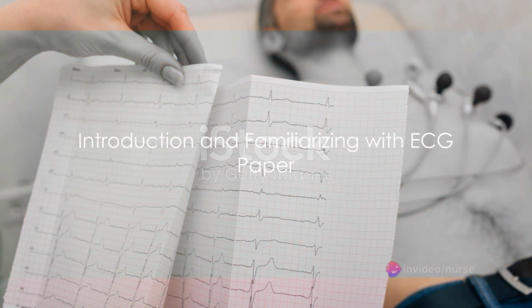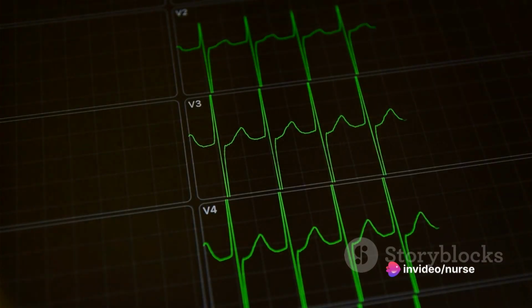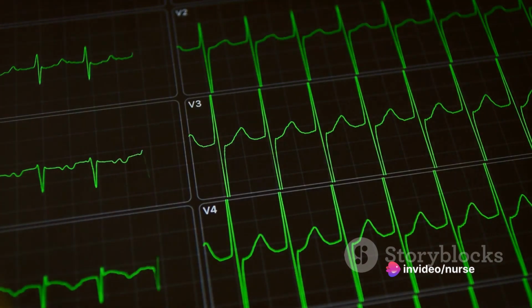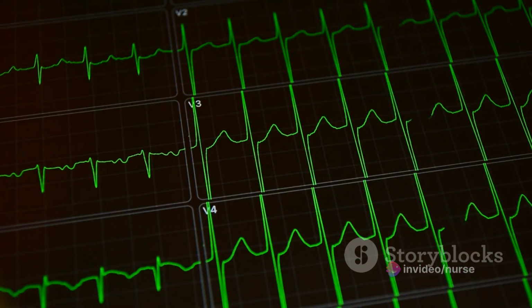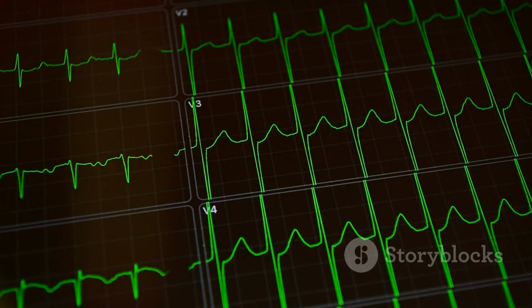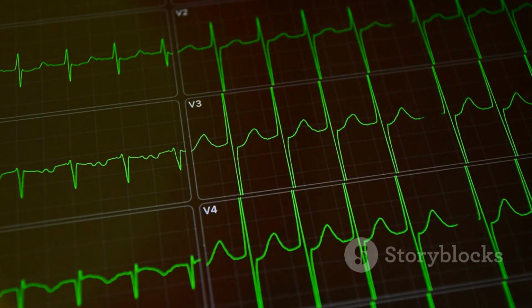Have you ever wondered how to interpret an ECG? It's a skill that might seem daunting at first, but with a step-by-step breakdown, you can start to understand the secrets that lie within those complex lines and waves.